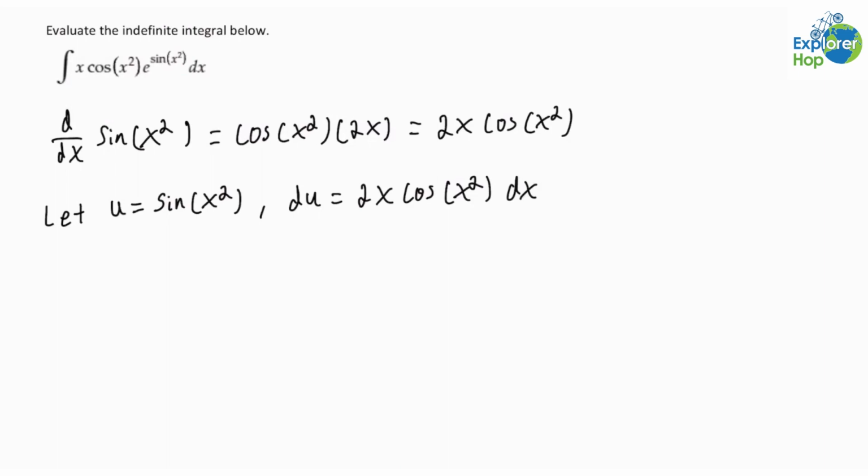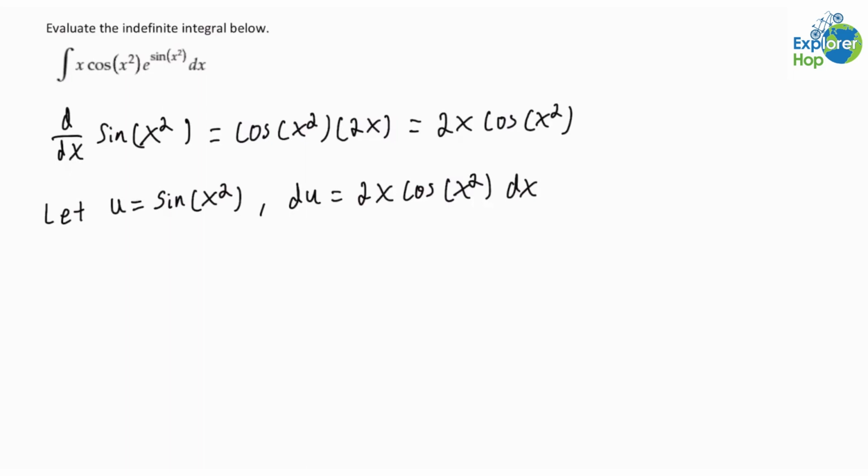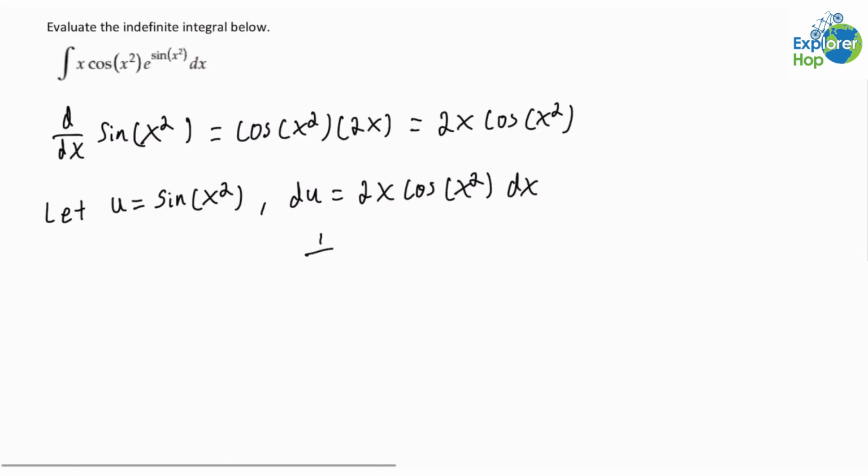And since we only have x times cosine of x squared, then we can divide both sides by 2, and we get that 1/2 du is equal to x times cosine of x squared dx.